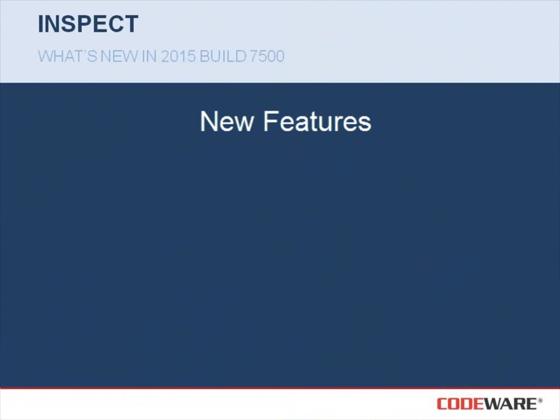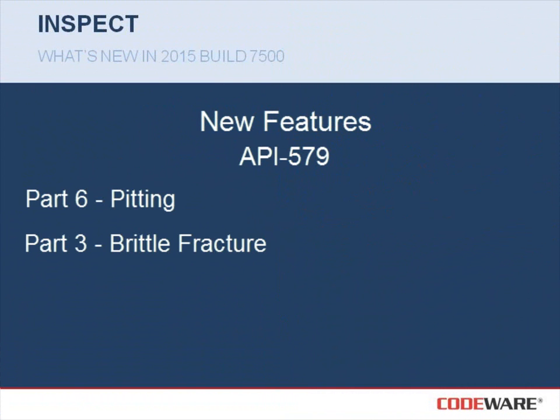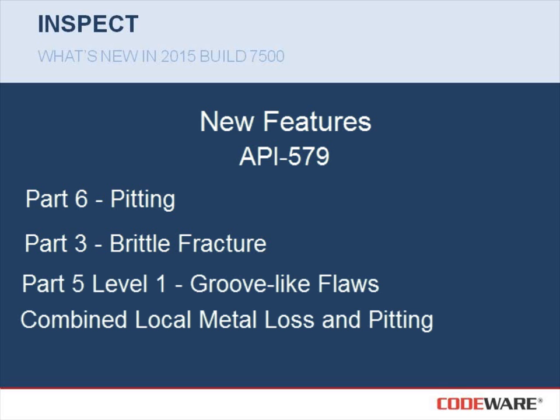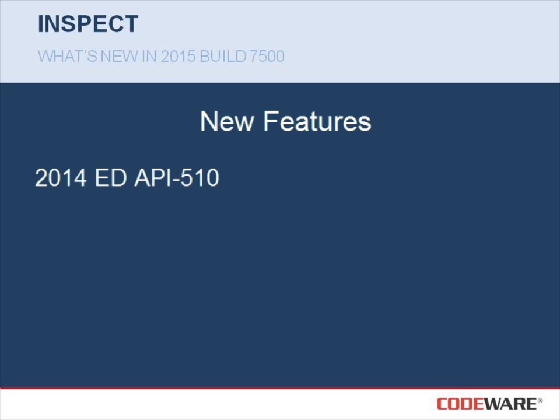Some of the features that I'd like to discuss today will be from the API 579: Part 6, Pitting; Part 3, Brittle Fracture Assessment; Part 5, Level 1, Groove-like Flaw Assessment; Combined Local Metal Loss and Pitting; and Supplemental Loads. In addition to this, I'd also like to touch on the 2014 edition of the API 510, as well as the cloud version now offered for Inspect.